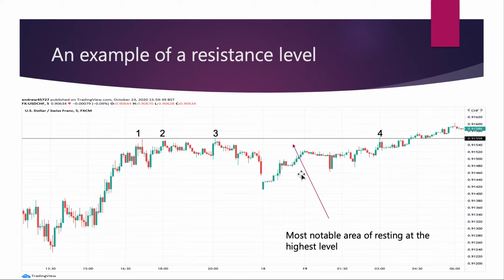But yeah, that covers levels, and it shows you how price can sit on a specific price, and you can call that a credible level of resistance.